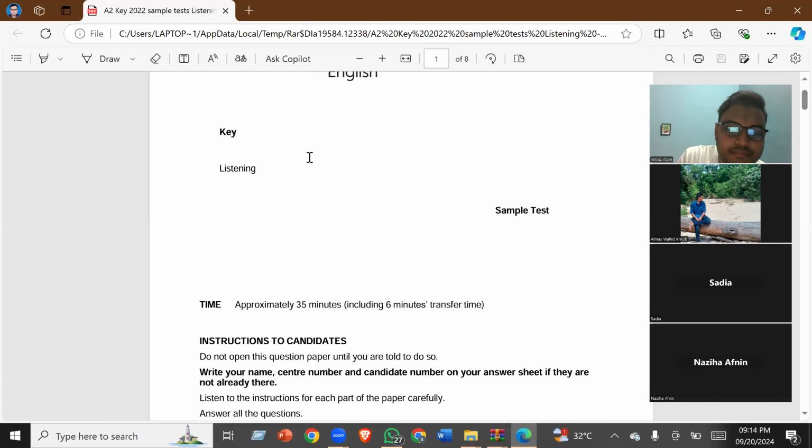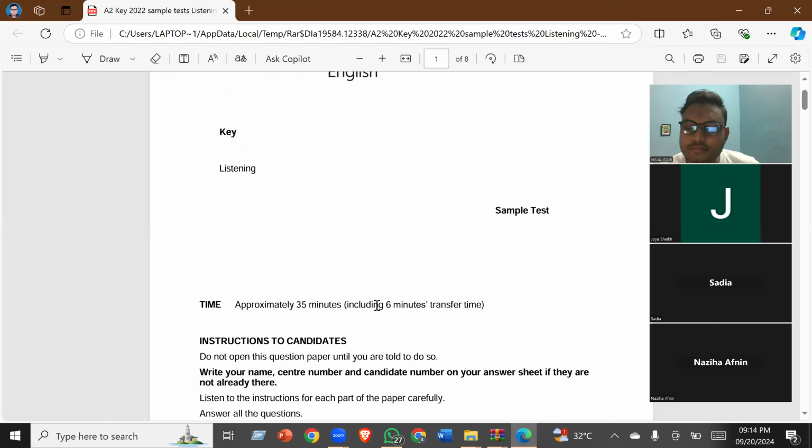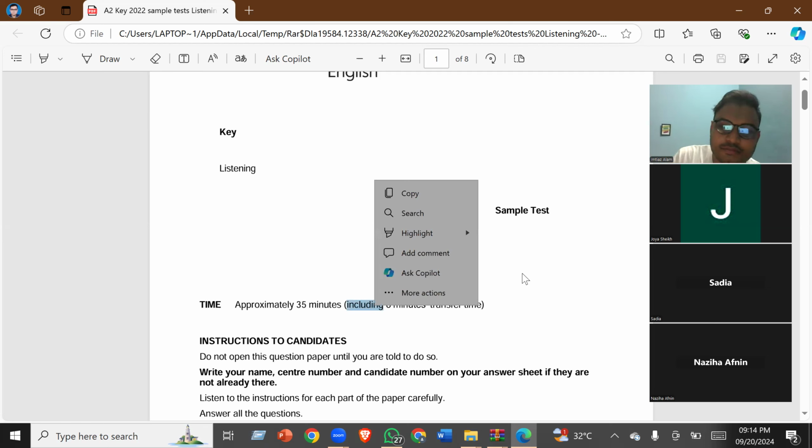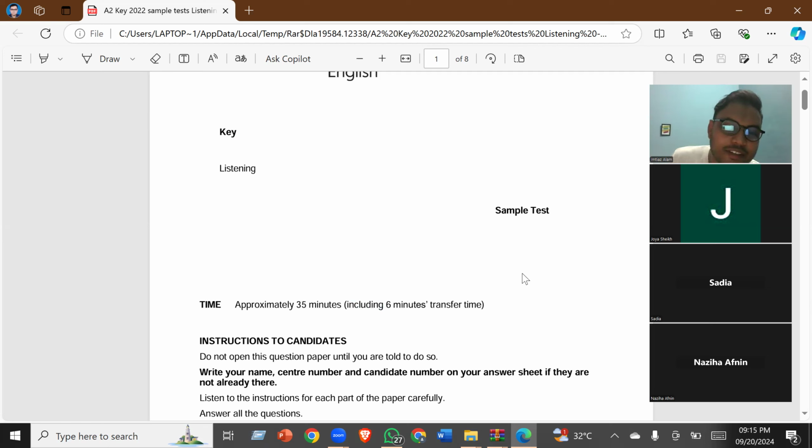Starting by, you can see the time, it is approximately 35. Can you see the time? Your time will be 35 minutes. Is it so? No, this is not 35 minutes. You will get 29 minutes and you will have 6 minutes in between those areas to transfer your answers. You can see this word, including 6 minutes transfer time. So you have to minus 6 minutes from 35. Your actual time is 29 and you will get extra 6 minutes to transfer your answers.